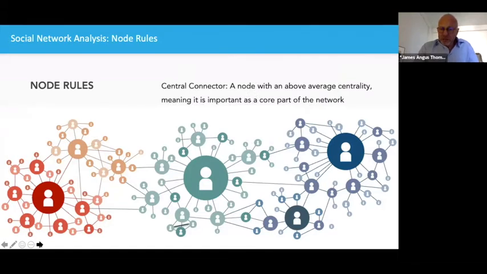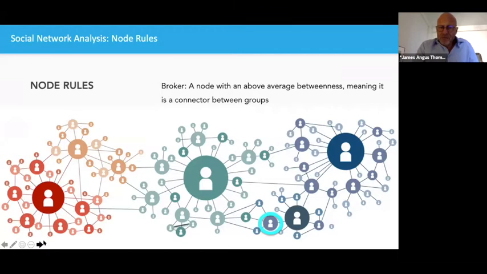Then you have central connectors, which is a node that has above average centrality. So it's more central to the network. And I'll come back to this because, as I've just noted, these are the accounts, the people who are having a greater influence potentially within the networks. And that is something that we can leverage in many different ways, not just in terms of, for example, information diffusion.